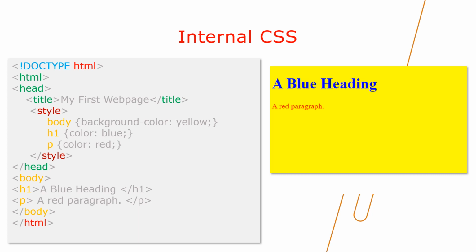Isn't it great? The internal styling makes sure that every tag in the HTML follows the style which is defined for that tag in all parts of the page. For example, if you use a p tag anywhere in the page, it will appear in red color only.